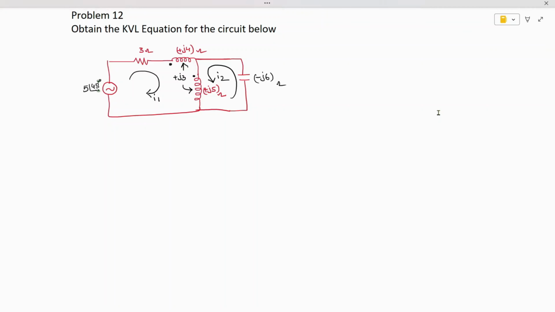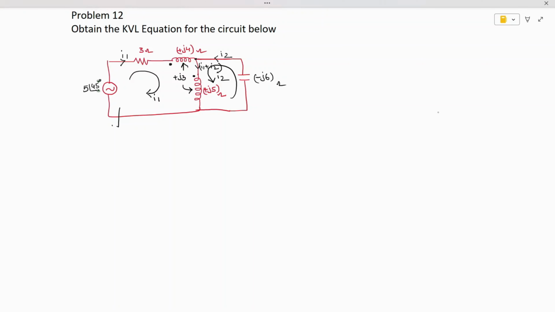Today we are going to solve problem number 12. Obtain the KVL equation for the given coupled coils. Here you can see these are the two coupled coils, and currents I1 and I2 are also given. The current which flows in this branch is I1, the current which flows in this branch is I2. When you apply the KCL here, the current is I1 plus I2.